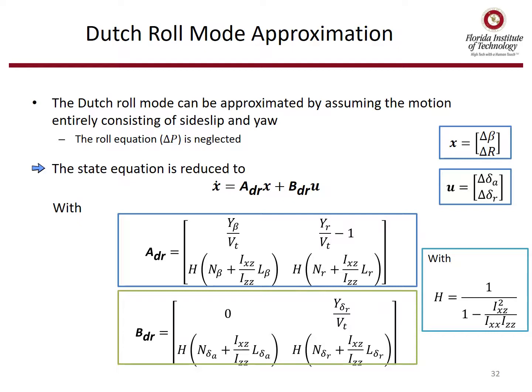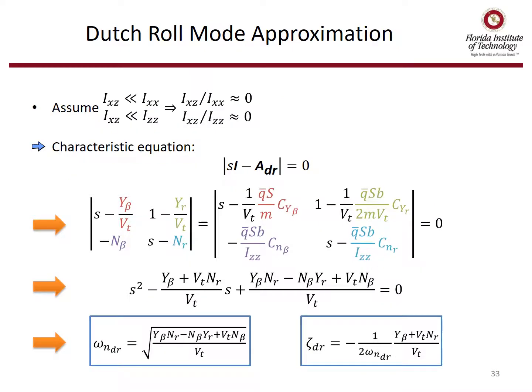The Dutch roll mode can be approximated by assuming the motion entirely consisting of side slip and yaw. So we can reduce our state space model to just a 2x2 A matrix and a 2x2 B matrix. Solving the determinant using Cramer's rule, we can get equations for the natural frequency of the Dutch roll and the damping ratio of the Dutch roll, and those equations are shown below in the blue boxes.